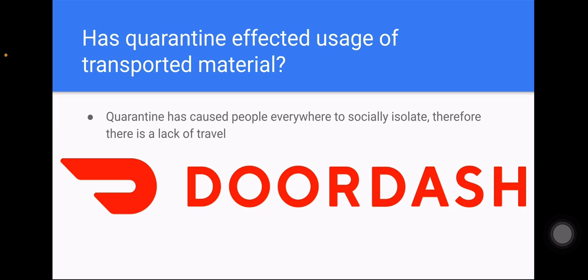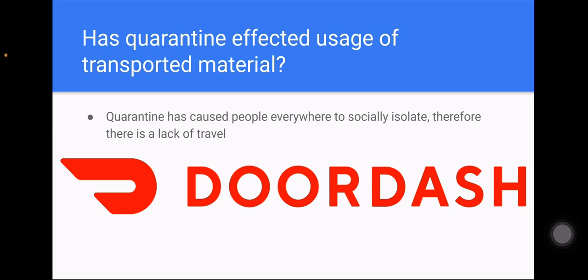You could pretty much have things picked up anywhere, which also increased jobs, so people were able to be DoorDash drivers. And I'm sure this business and other businesses like it have heavily benefited in a good way from this pandemic because of how their usage has increased.